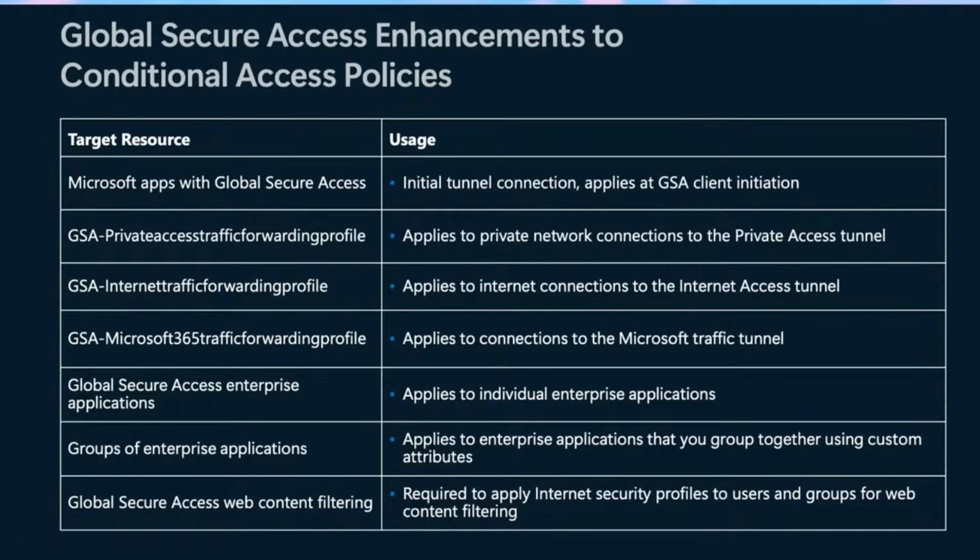Conditional access has been extended to include several additional target resources, and I'll talk about each one briefly. To apply these resources, open the target resources configuration settings in your conditional access policy and enter the resource name you want to configure. First, we have Microsoft Apps with Global Secure Access. This policy applies when a user initially connects to the service from the client, regardless of which tunnel the user will access. For example, you can create a policy that requires MFA to connect to your tenant's Global Secure Access service.